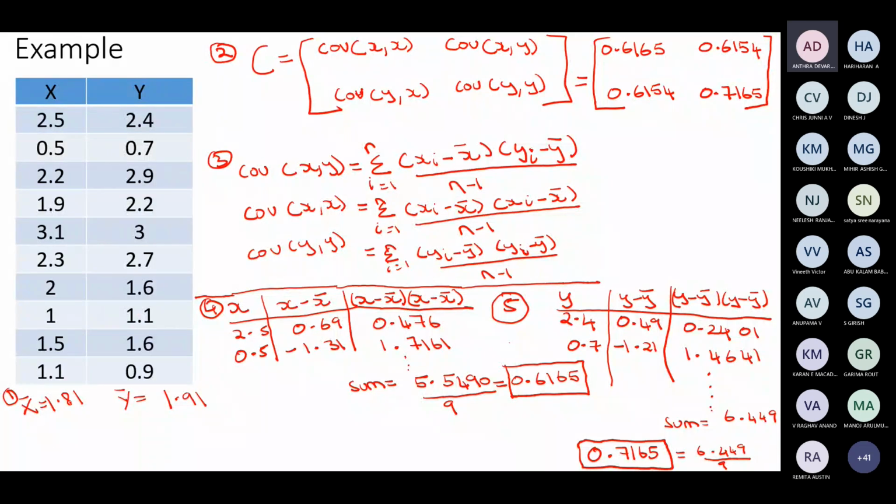Step number one, students, take out the mean. Step number two, the covariance matrix. Since it is 2 cross 2, this is a dynamic formula. If you have 3 cross 3, then it will be Cx, Cy, Cz, XYZ; accordingly it will vary if it's a 3 cross 3 matrix.